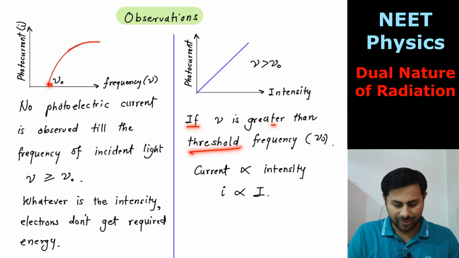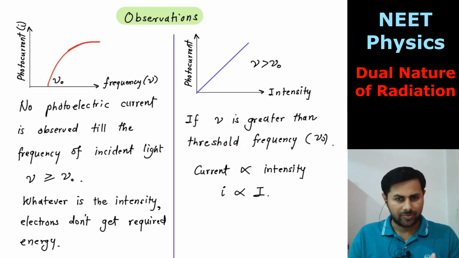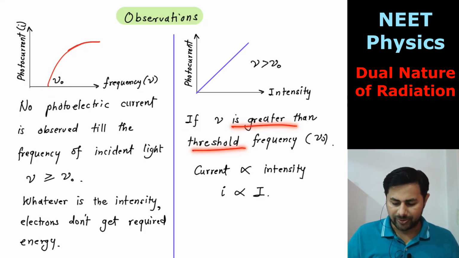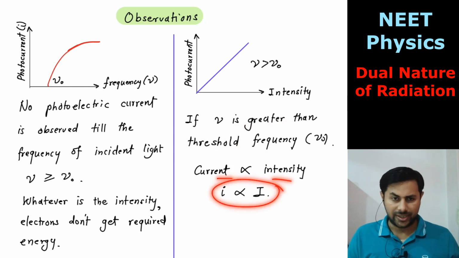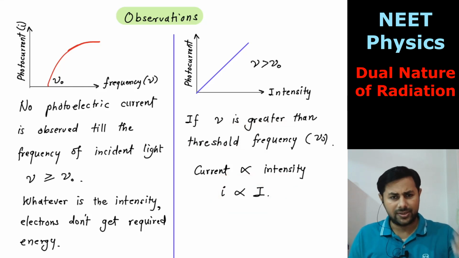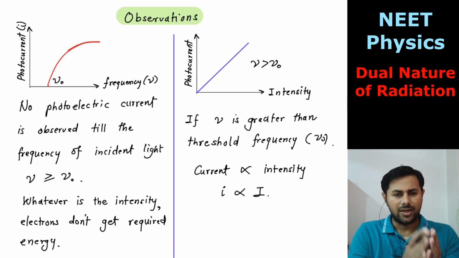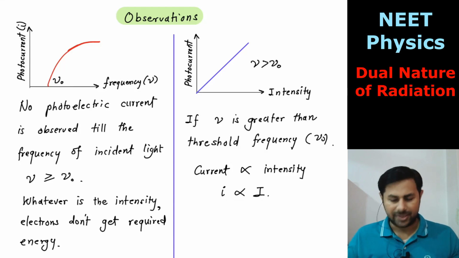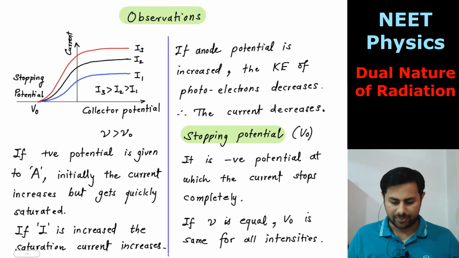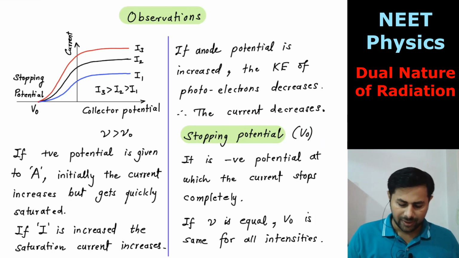Second graph says that nu is greater than the threshold frequency. So at a particular frequency of light called nu naught, the electrons come out of the metal surface, right? So if nu is greater than the threshold frequency, after that the current is directly proportional to intensity. That is your second graph. Now you increase the intensity, current increases, meaning the number of electrons coming out per unit time of the metal surface increases. This is the observation from the second graph.